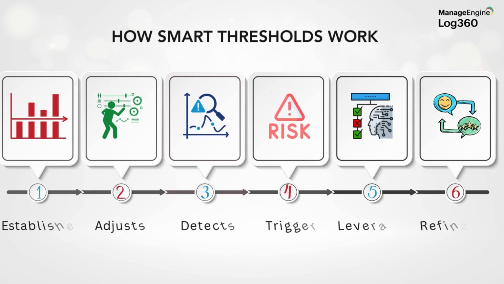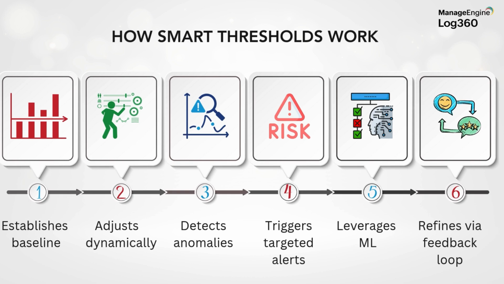So here's how it works. The solution establishes a baseline of normal activity, adjusts dynamically to deviations, then detects anomalies against this baseline. It triggers alerts only when deviations indicate potential threats. It utilizes machine learning to recognize patterns. It then incorporates a feedback loop to refine accuracy over time.